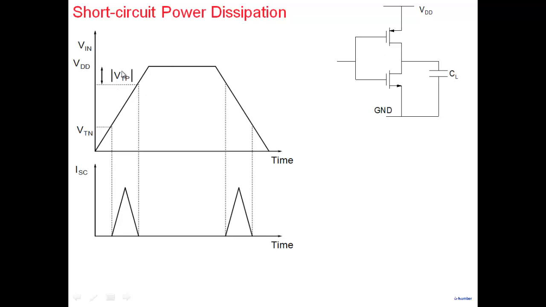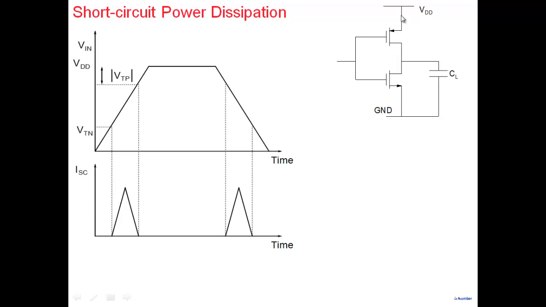VTP is the threshold voltage here, so VDD minus VTP. So PMOS will turn off here, and NMOS is off here. So in between, both NMOS and PMOS are on, right? There is a path from VDD to ground, and that's what we call a short circuit. It's not really a short circuit.